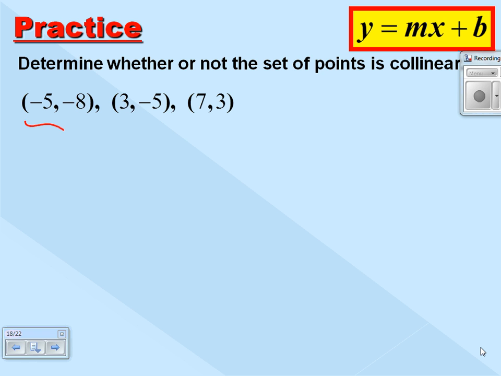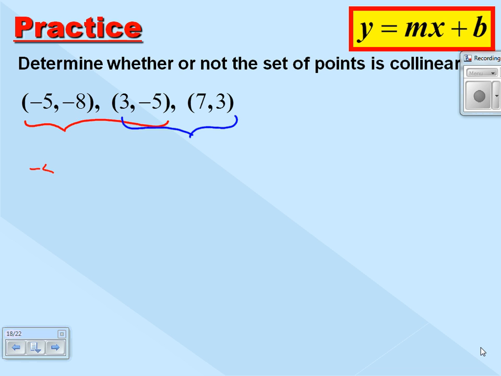So I would figure out the slope between these 2, and then figure out the slope between these 2. If they are all the same slope, then the points are collinear. If they have different slopes between them, then they are not collinear. So let's figure this out. Let's figure out the slope between the first 2 points.